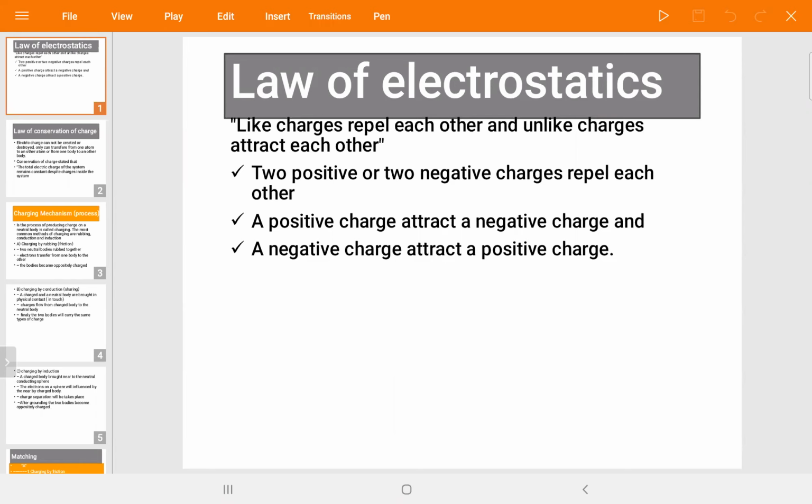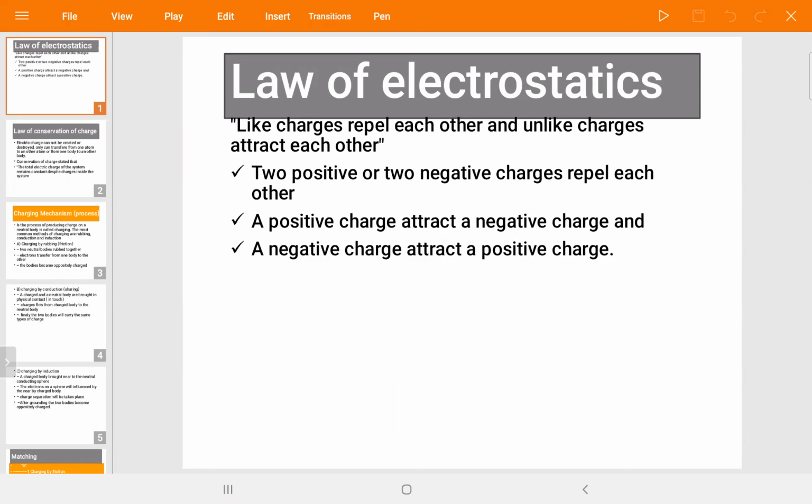And there is an interaction between these two types of charges, and this results in the law of electrostatics. The law of electrostatics states that like charges repel each other and unlike charges attract each other. This is said to be the law of electrostatics.